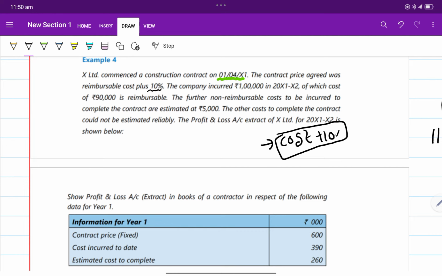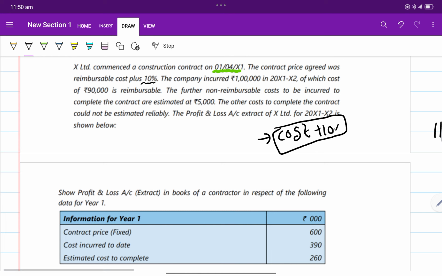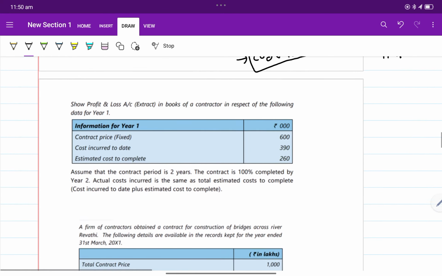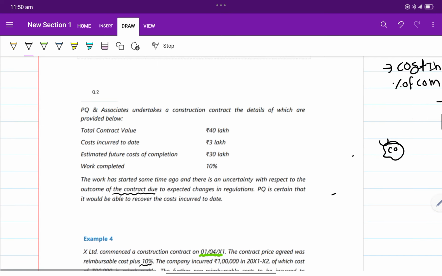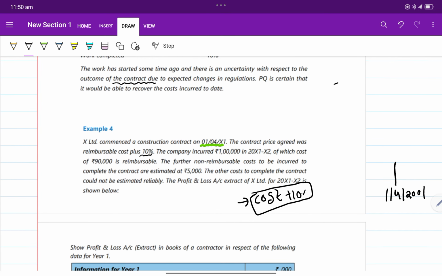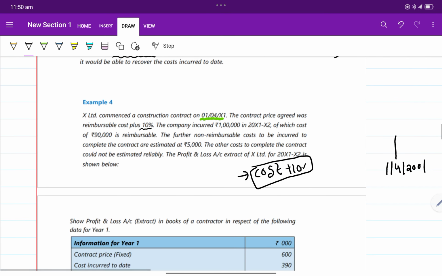Total I will get, sale price is 11 lakh in that question, Nana. The company incurred 1 lakh rupees in the year 2002, of which 90,000 is reimbursable, Nana.